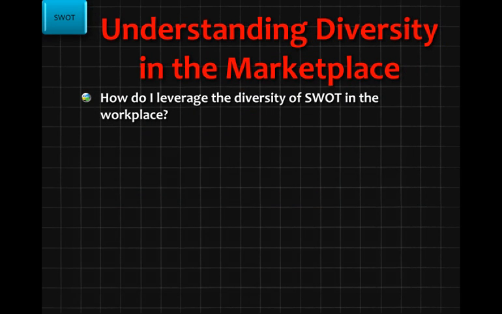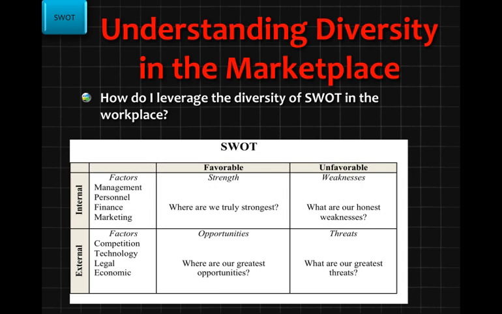So we alluded to the SWOT and why it is important. If you look at this particular diagram, it tells you that strengths and weaknesses are internal components, while opportunities and threats are external components. Strengths and opportunities are considered favorable, while weaknesses and threats are considered unfavorable. So the questions that I initially want to ask myself when I am building my SWOT is, where am I strongest in my organization? And I ask that from a diversity perspective. Where am I weakest? Where are my greatest opportunities? And what are my greatest threats?